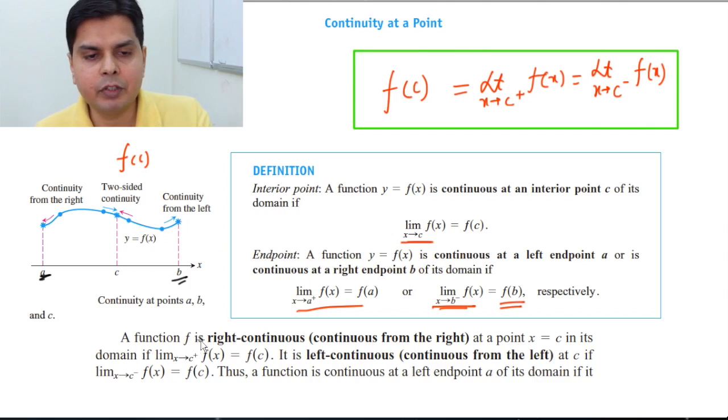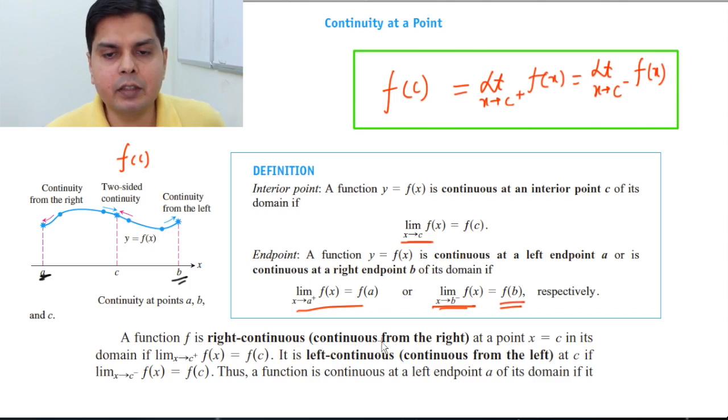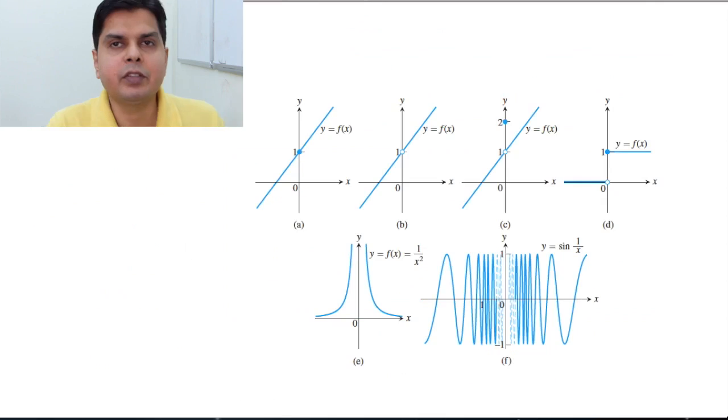Similarly, you can say that a function f is right continuous, that is continuous from the right, at a point x is equal to c in its domain if the right hand limit is equal to f(c), and it is left continuous, that is continuous from the left, at c if the left hand limit is equal to f(c).